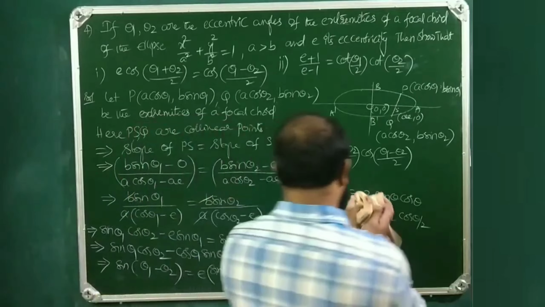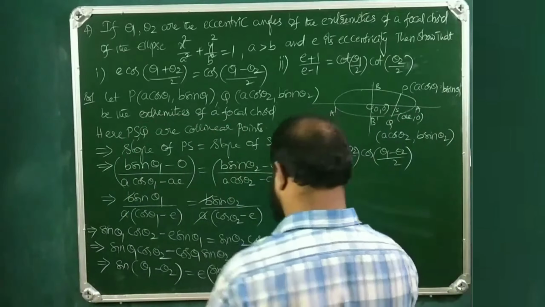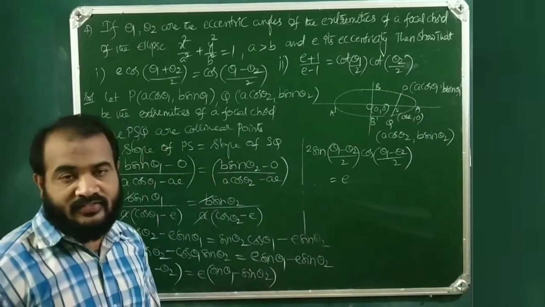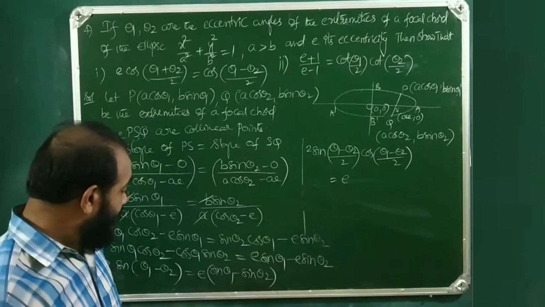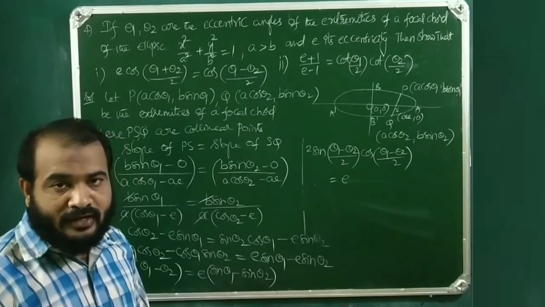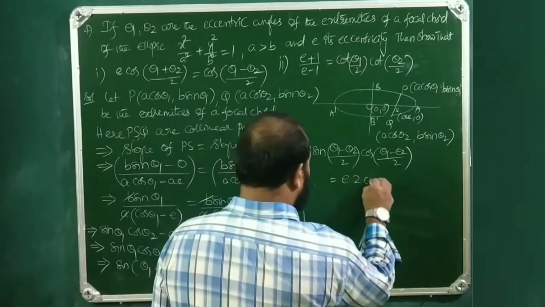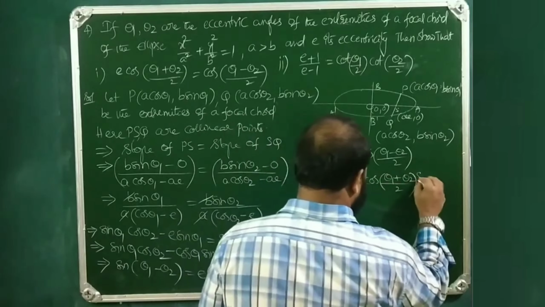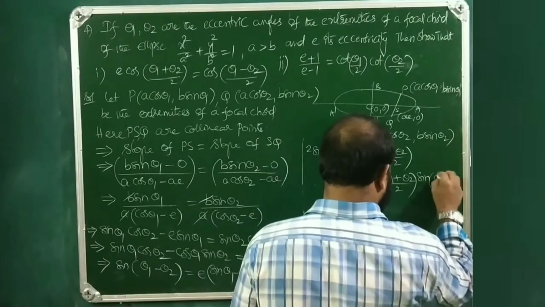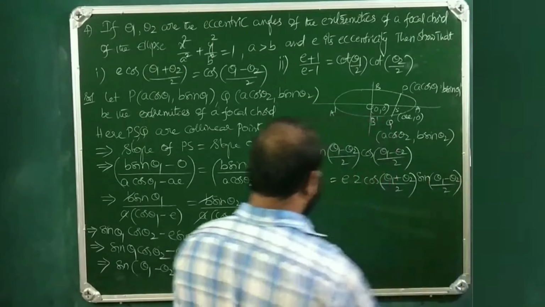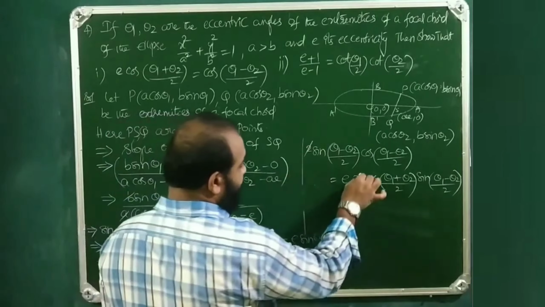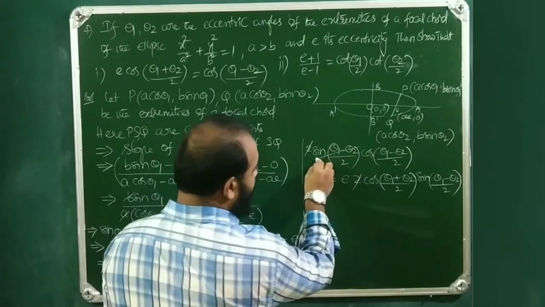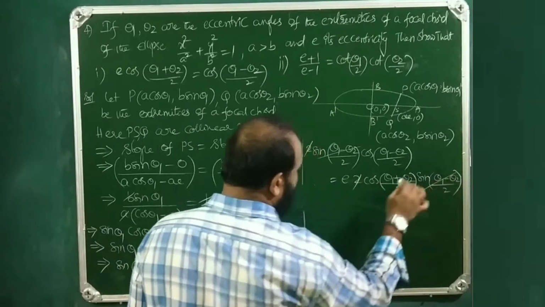The RHS is e into sin theta 1 minus sin theta 2, which is sin C minus sin D. Using the transformations, sin C minus sin D is 2 cos (C plus D) by 2 sin (C minus D) by 2. So this is 2 cos (theta 1 plus theta 2) by 2 sin (theta 1 minus theta 2) by 2. So 2 on both sides gets cancelled, and on both sides sin (theta 1 minus theta 2) by 2 gets cancelled.